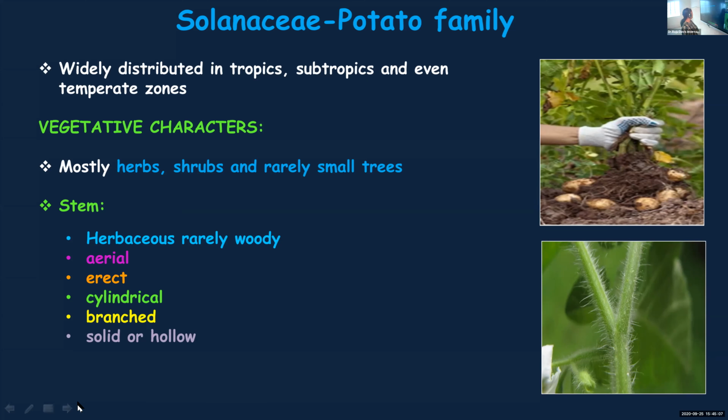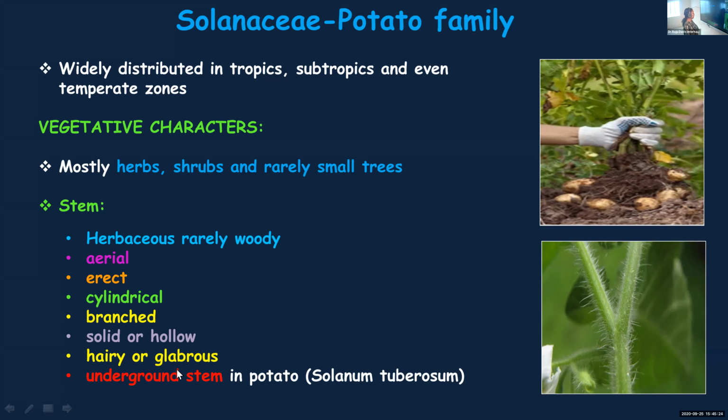About the stem, all these are about the stem, erect stem. Aerial stem, okay. It is mentioned about the stem. It's aerial, above the soil. At the same time, in potato, it is underground stem. Storage of food takes place in underground stem, and that is a modification of the stem found in Solanum tuberosum or potato. Other than that, they are aerial, herbaceous, erect, cylindrical, branched, hairy, or glabrous.